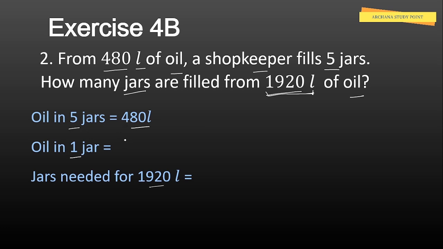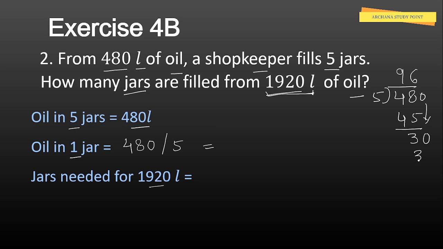So let's find out how much is the oil in one jar. For this, we will divide 480 by 5. Let's divide and find out the answer. 480 divided by 5, 5 nines are 45, gives us a remainder of 3. We'll bring down 0 here, and 5 6s are 30. So it is 96. Oil in one jar is 96 liters.